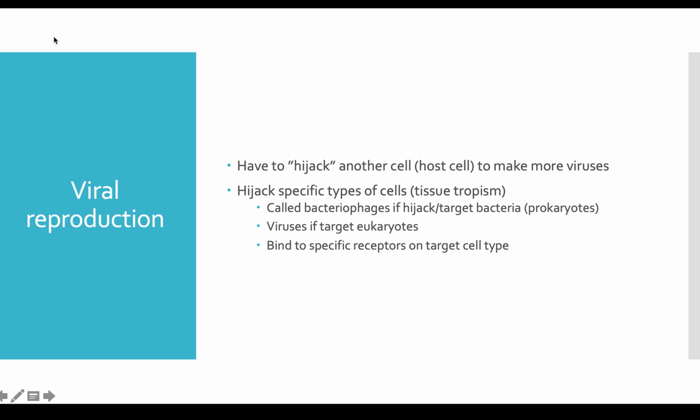Those are very, very specific viruses that target bacteria. If viruses target eukaryotes, we then refer to them strictly as a virus. In either case, whether it is a bacteriophage or a eukaryotic cell, the specific virus will seek out very specific cell types, which it will recognize on the basis of specific receptors or molecules on the surface of that cell.